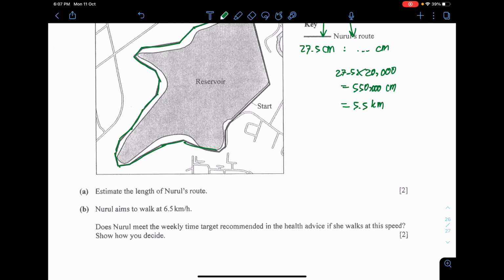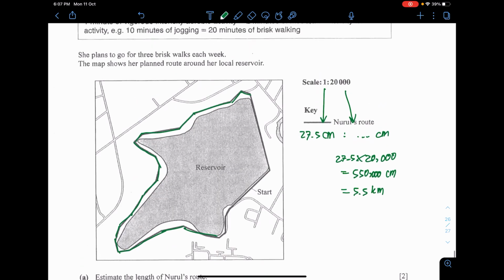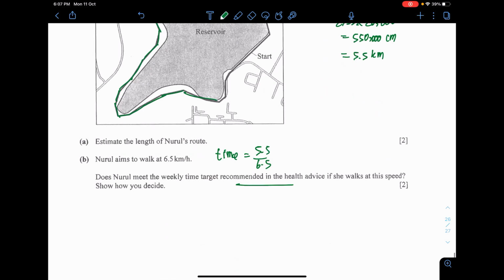Nurul aims to walk at 6.5 km per hour. Does Nurul meet the weekly target recommended or not? Let's find out the time first. So, time equals distance divided by speed. And then she also takes 3 brisk walks. She does it 3 times, so you multiply by 3. Three times longer than just 1 round of going. So this thing multiplied by 3, I got somewhere around, in fraction, 27/13.